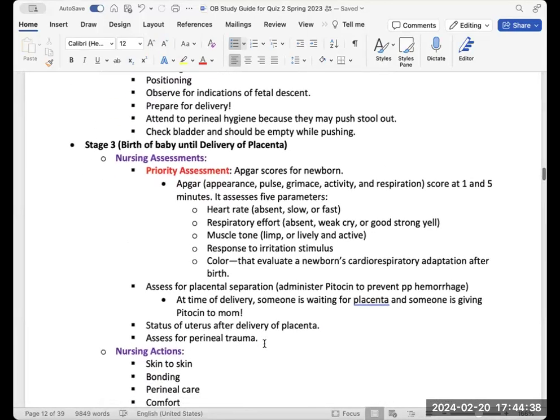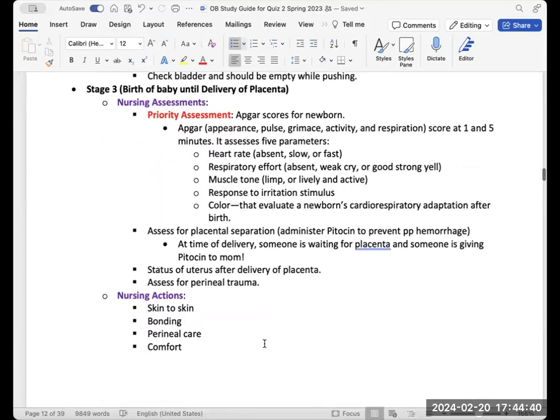For stage 3, we're talking about birth of the baby until the delivery of the placenta. The priority now becomes the APGAR scores, because that's going to tell us a lot. APGAR stands for appearance, pulse, grimace, activity, and respirations. That's what each letter stands for. And you score at 1 minute, when they're born, and then again at 5 minutes. And it assesses these parameters.